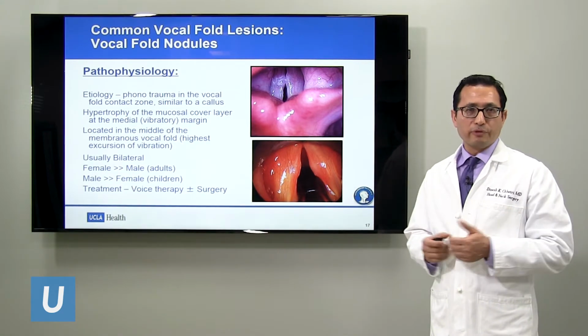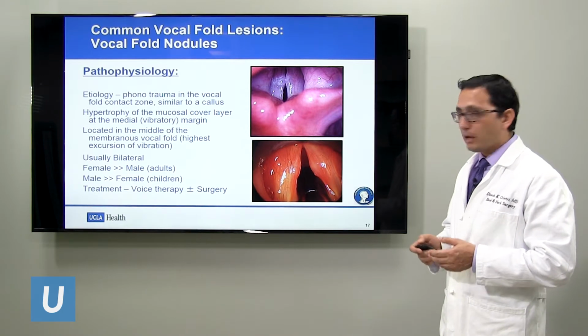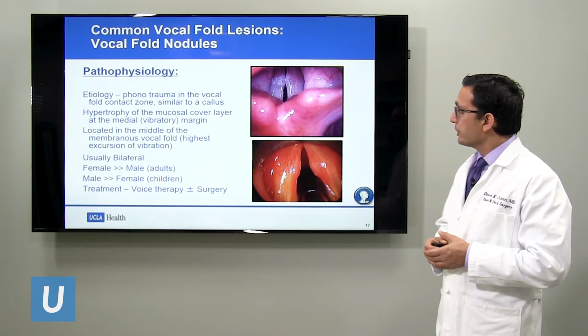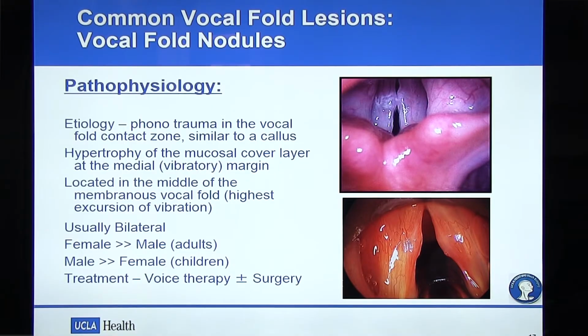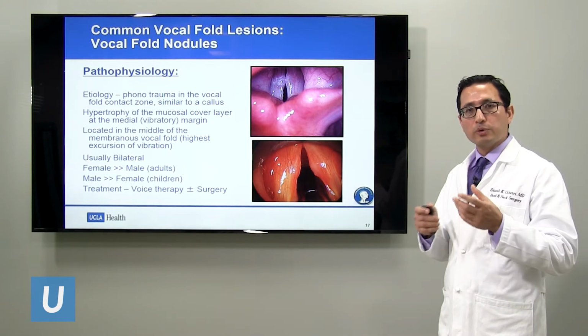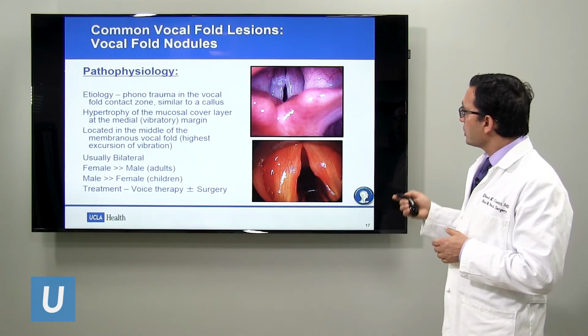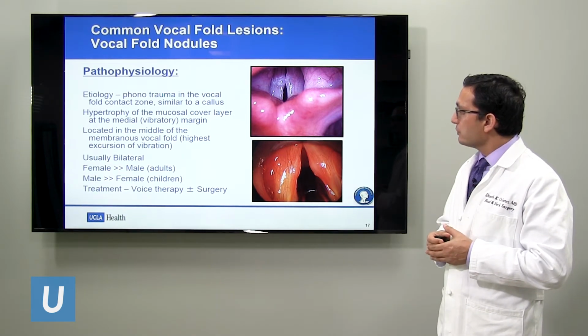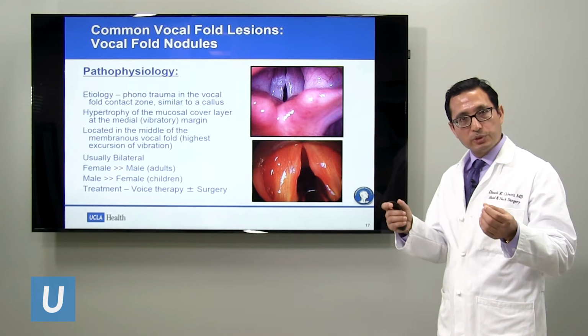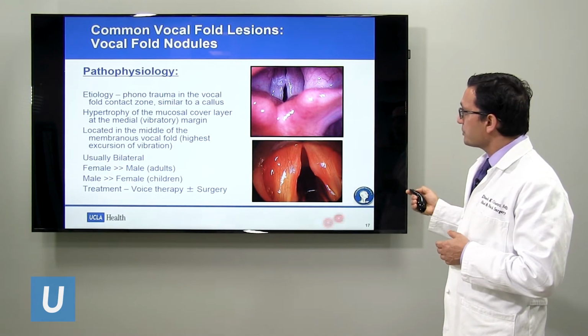So next I'm going to go over a few of the common vocal fold growths that we see in our practice. I've already shown you vocal fold nodules earlier, and I've mentioned that the etiology or the cause of vocal fold nodules is phonotrauma. What happens is because of the phonotrauma, there is hypertrophy or overgrowth of the mucosa that covers the vocal fold. It is located right in the middle of the membranous vocal fold, which is where the highest amplitude or excursion of vibration is. It's usually bilateral, as you can see in these pictures.